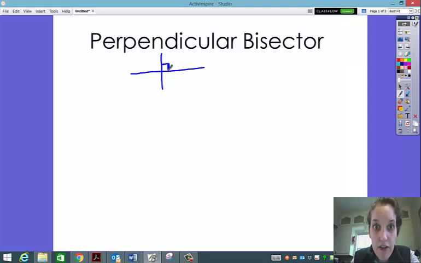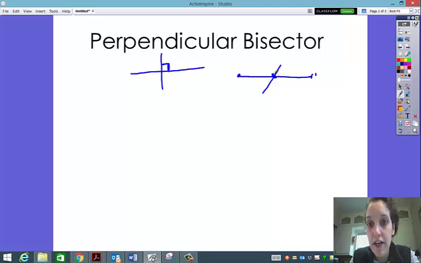So, the first thing we need to look for if we're trying to decide if something's a perpendicular bisector, we have to know that those two lines form a right angle. So you got to look for this right angle box. Second thing, something bisects a segment if it cuts it in half. You can bisect an angle, you can bisect a segment, but you're bisecting something if you're cutting it in half. So the two pieces have to be congruent to each other.